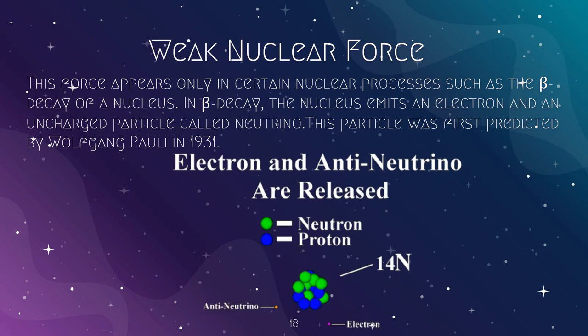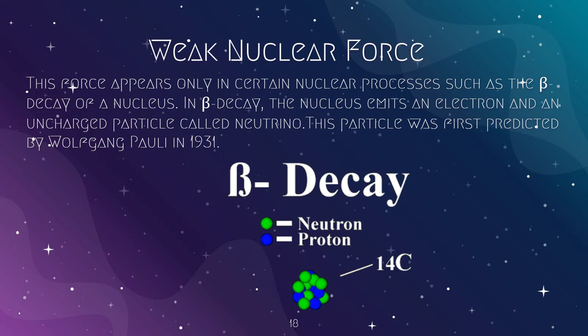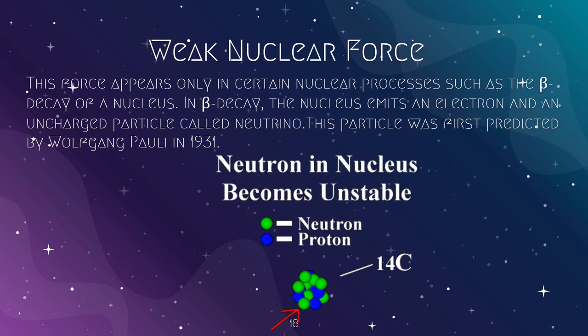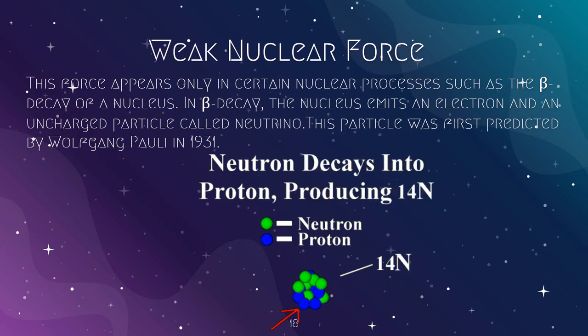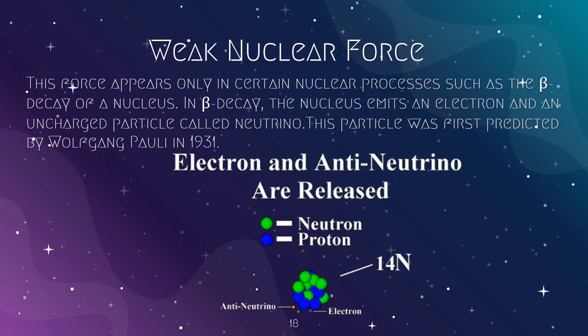In beta decay, when nucleus loses an electron, then it also loses another particle that is called neutrino. After leaving it, it becomes unstable and it produces other atoms. So this is all about weak nuclear force.